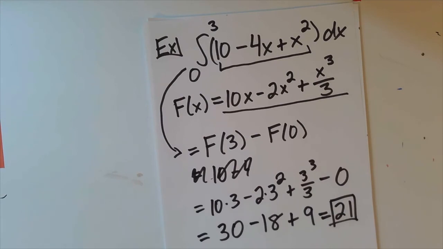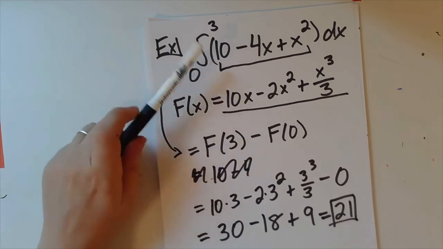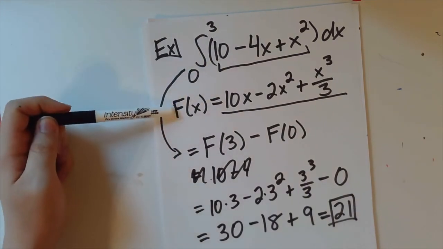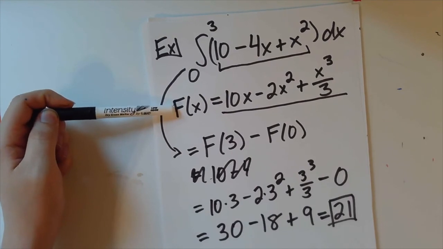Okay, so we have this procedure in place to go ahead and let us calculate all of these definite integrals as long as we can make it through the first step, and the first step is finding this antiderivative.